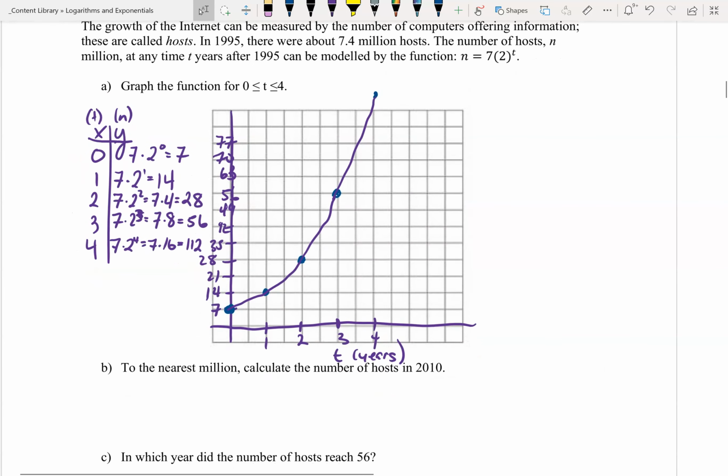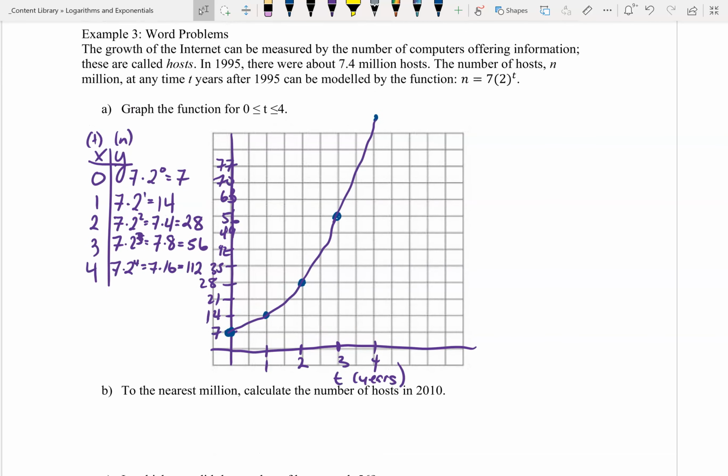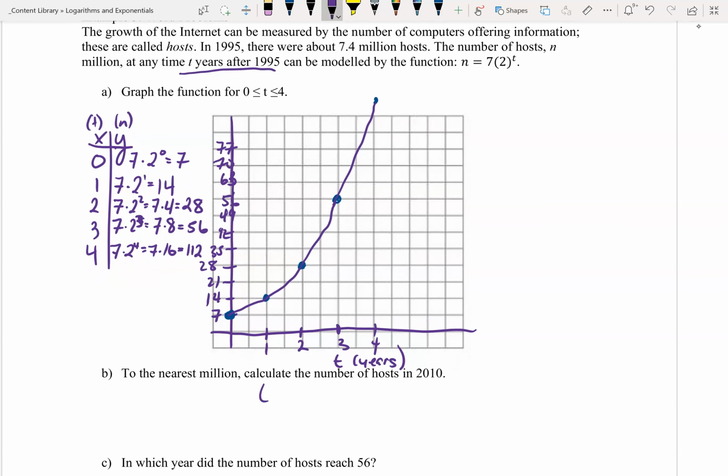Next, it says to the nearest million, calculate the number of hosts in 2010. Well, our t, if you read the question again, is the years after 1995. So we need to first calculate the amount of years after 1995 from 2010. So that's 2010 minus 1995, which is 15 years. So from 1995 to 2010, 15 years have gone by. This is going to be our t.